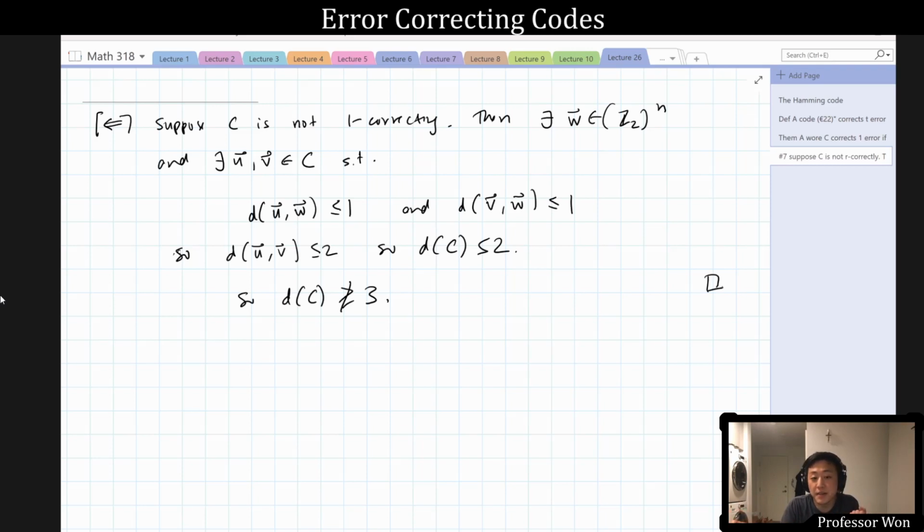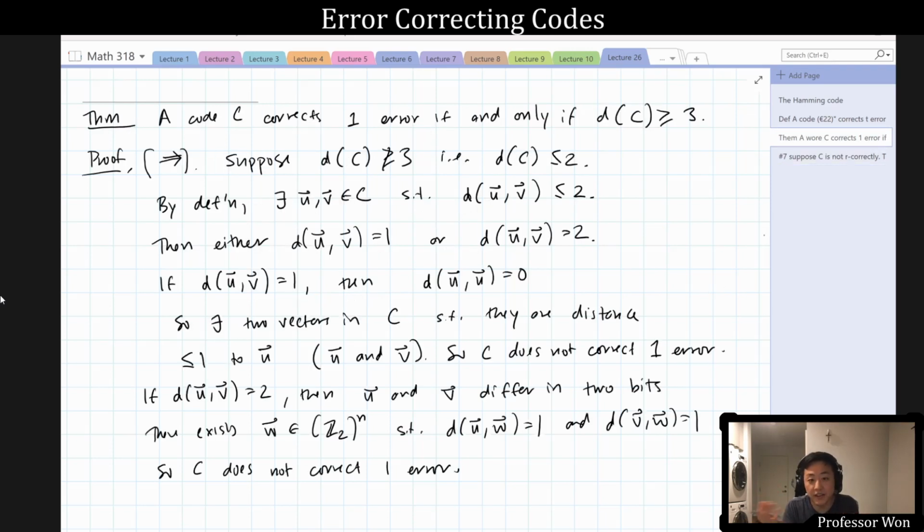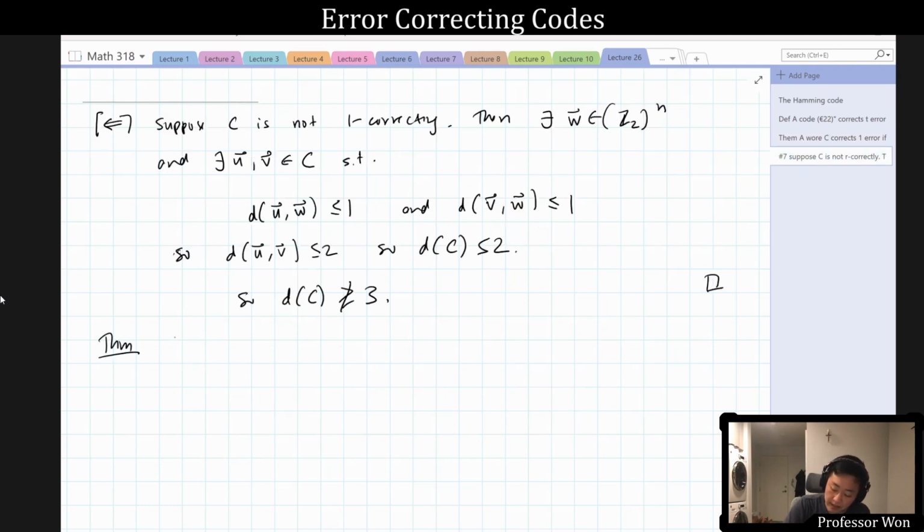Now, how far apart do you need to be to correct t errors? It's basically the same argument. To correct one error, you need to be 3 apart, because that way, if you walked 1 in any direction and 1 in the other direction, you wouldn't meet in the middle somewhere. So if you want to correct t errors, you need to have distance 2t plus 1. Because that way, if you walk t in one direction and t in the other direction, you never overlap. Okay, so the general theorem is that C corrects t errors if and only if the distance of C is greater than or equal to 2t plus 1.